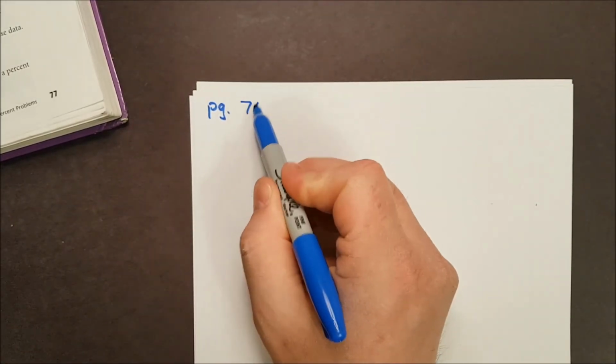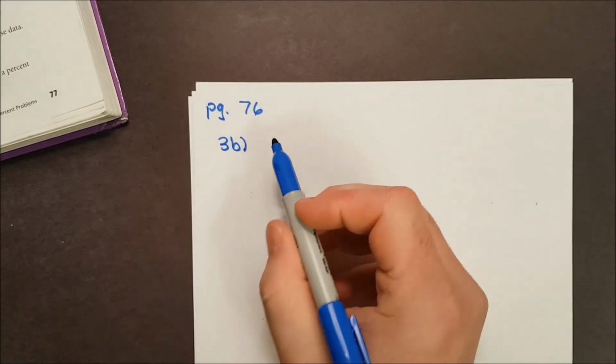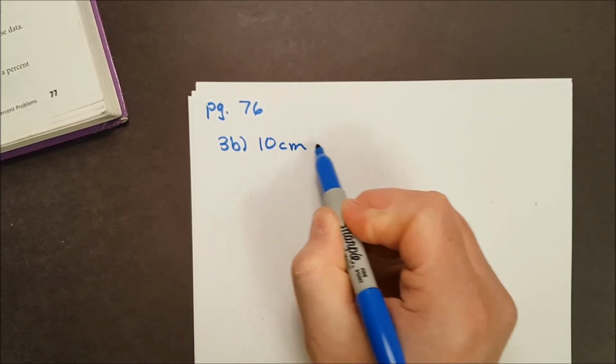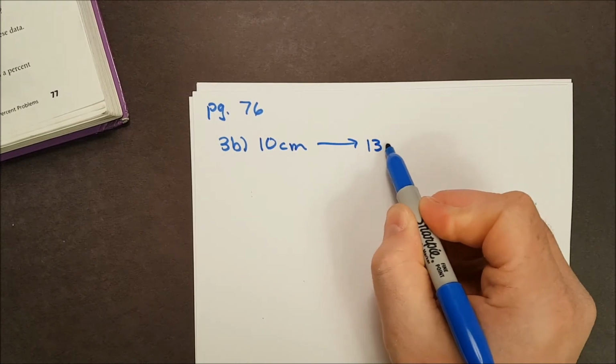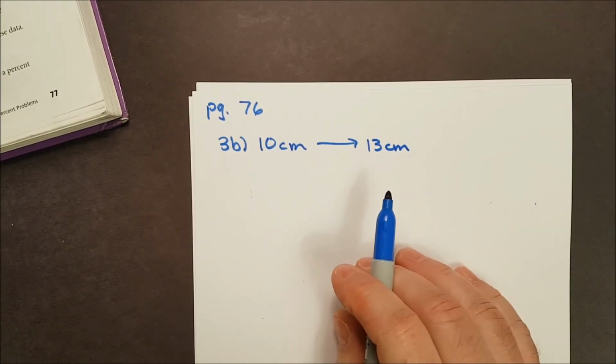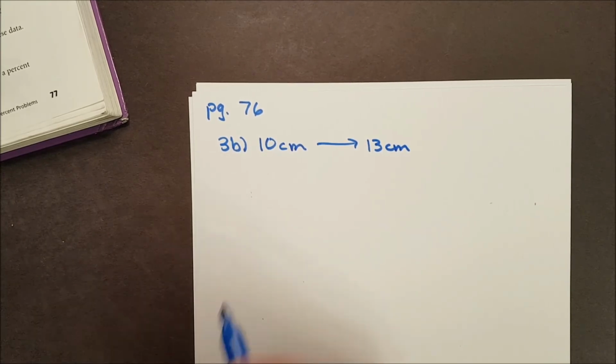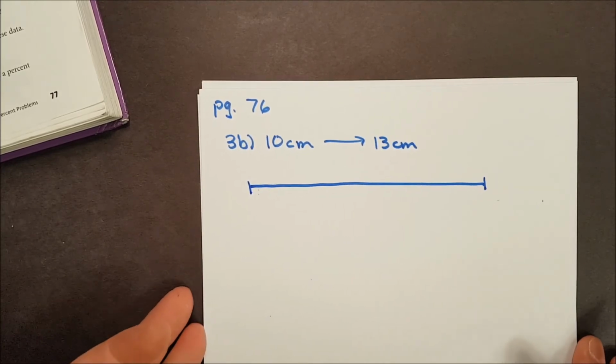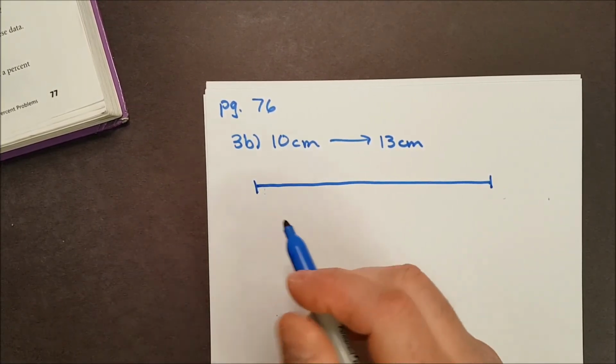Okay, let's do question 3B on page 76. Page 76, 3B. And I would like you to use a similar approach to question 3A. So let's see here. What does the question ask us? It says an elastic was stretched from 10 centimeters to 13 centimeters. And write each increase as a percent and illustrate each answer with a number line. Love number lines, love illustrations. It really helps my thinking. Never hesitate to use diagrams or illustrations.